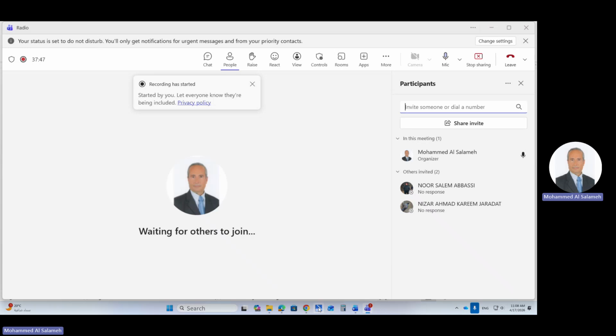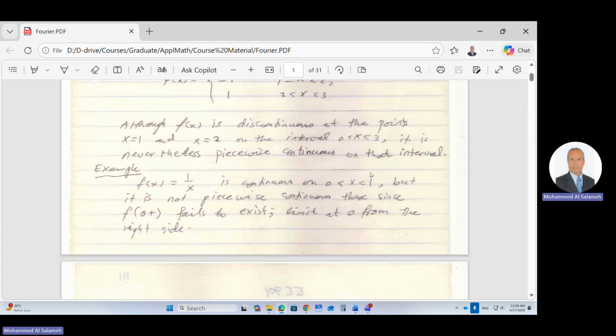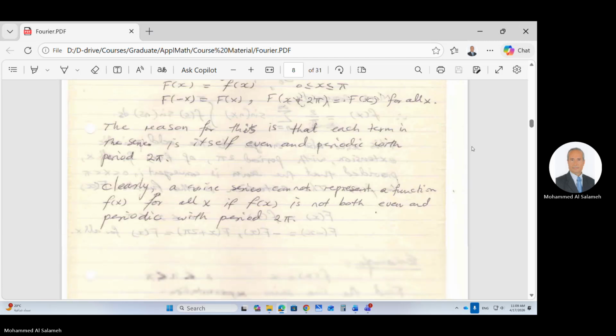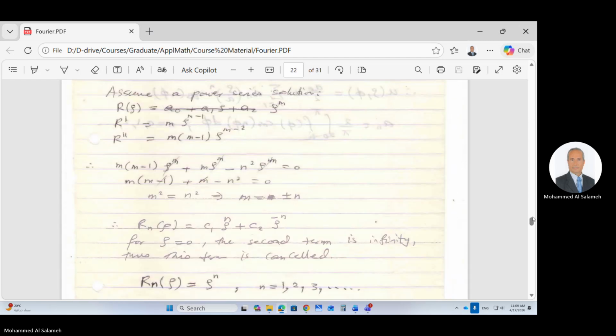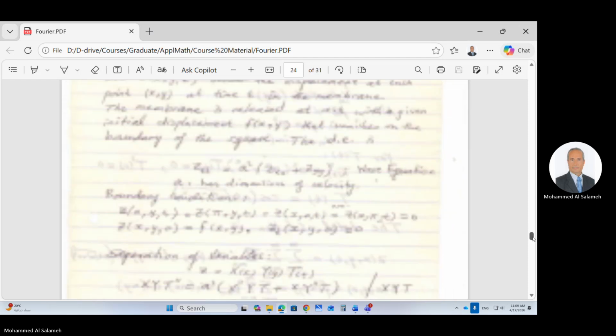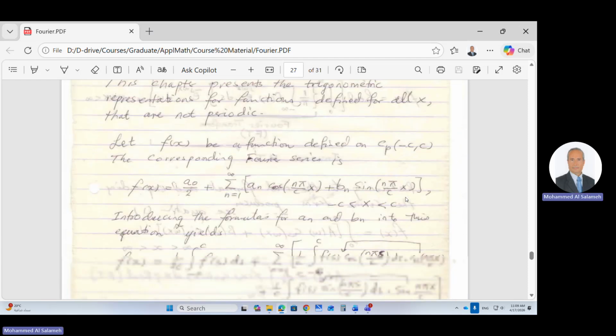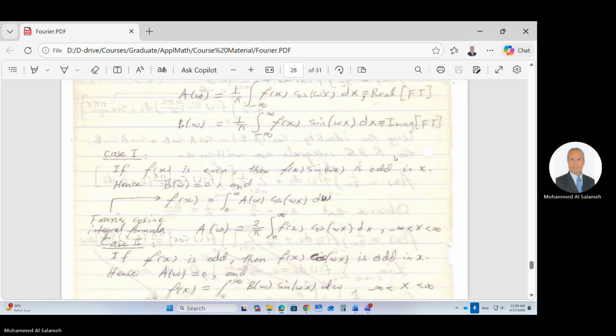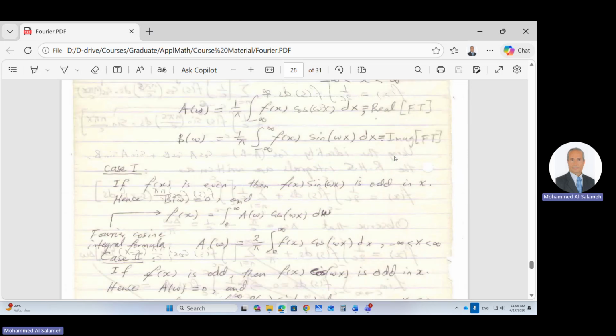let me see the original file. Okay, here, let me see here. Here B, here this is the Fourier integral. Okay, this is the case one. Okay.